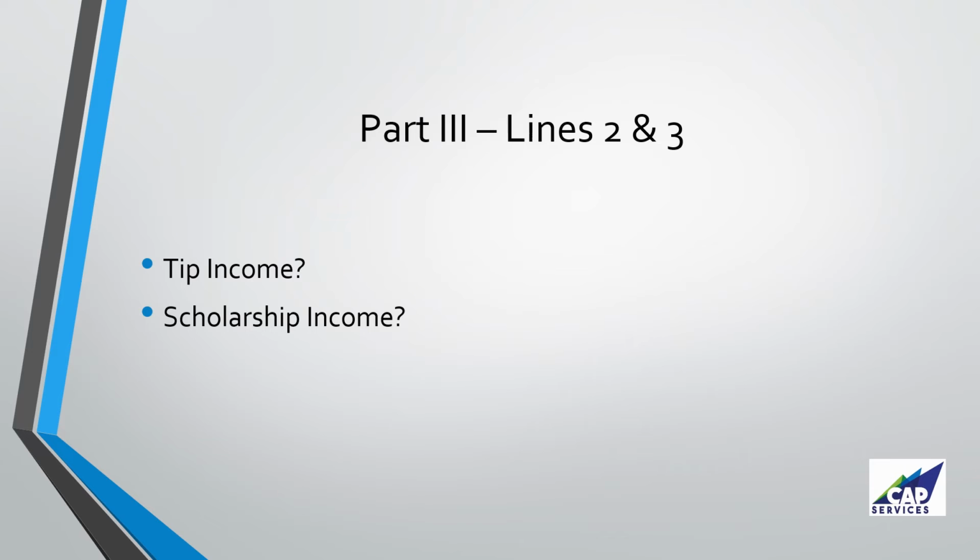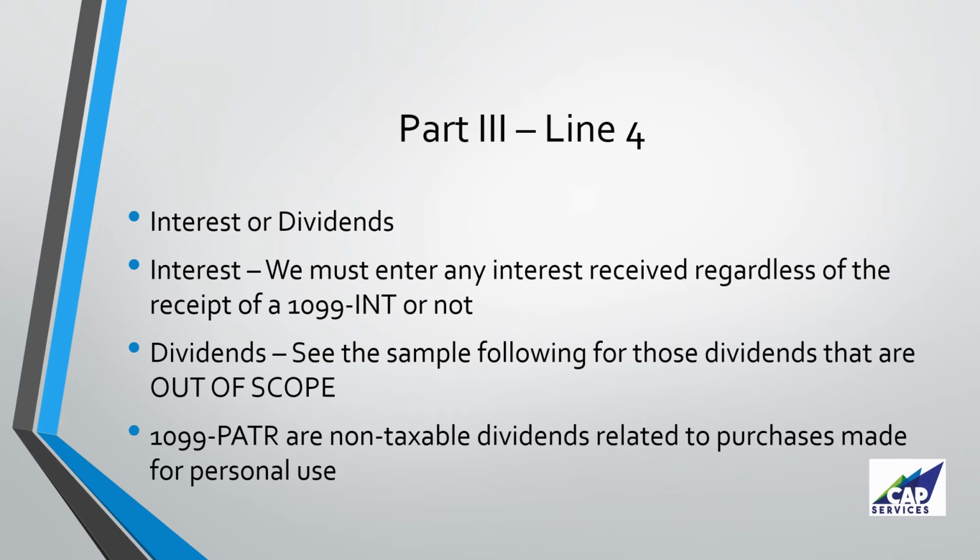Part 3, lines 2 and 3. Did the taxpayer or spouse receive any tip income or scholarship income? If so, mark the appropriate box. Part 3, line 4. Did the taxpayer or spouse earn any interest or dividends?